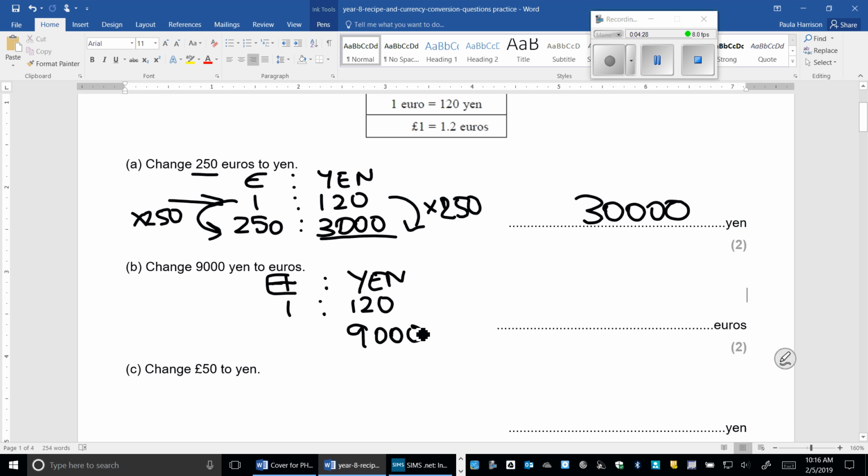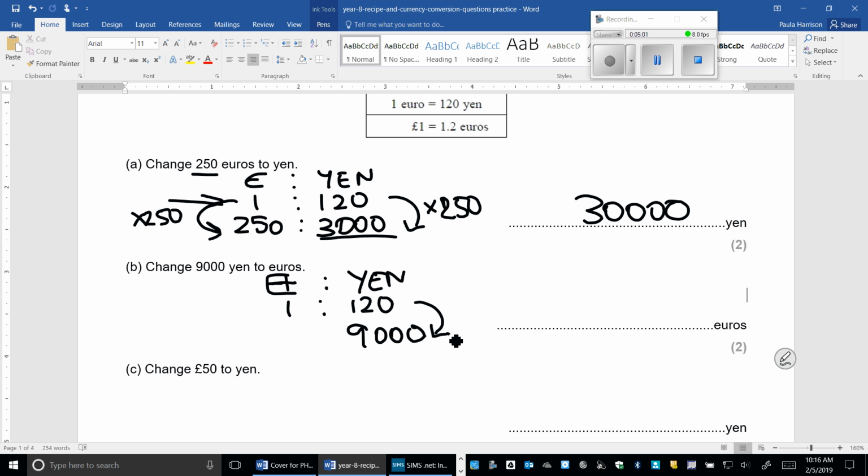So, sweetheart, the question has asked about 9,000 yen. So we're going to write that number first, in the same way that we wrote the 250 on the euro side. And then what did we do here? How did we go from being a 1 to 250? We multiply by 250. We need to work out what we have to do here. Now remember, what's the sneaky way? Rather than typing in 120 times lots of different numbers, what do we do, Madison?